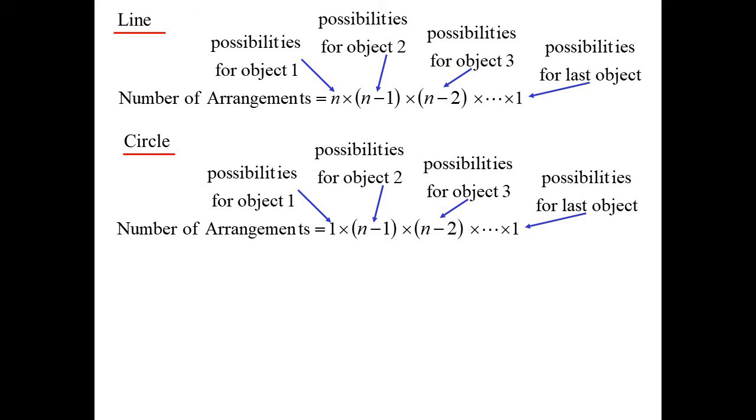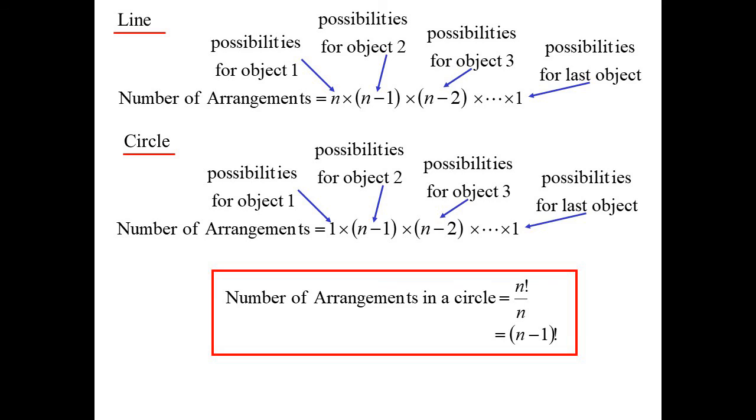So effectively what happens is the number of arrangements for a circle, it's our n factorial, which is in a line, but we divide it by the number of ways we could have placed the first object. Well, n factorial divided by n is simply n minus 1 factorial. So effectively, we just take 1 off.